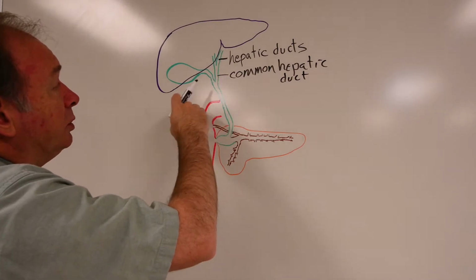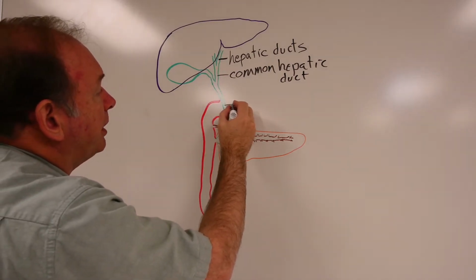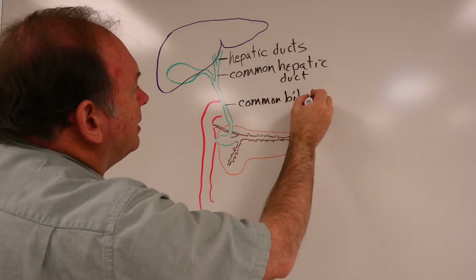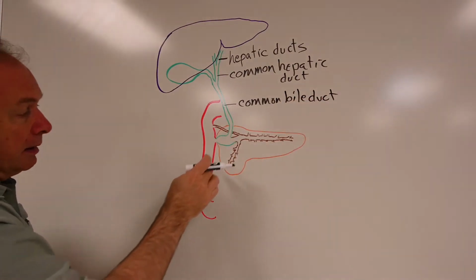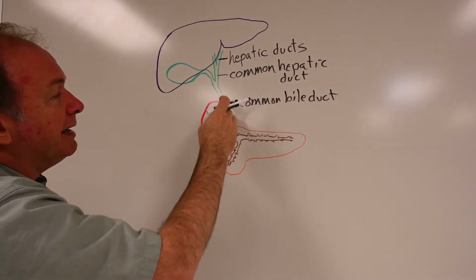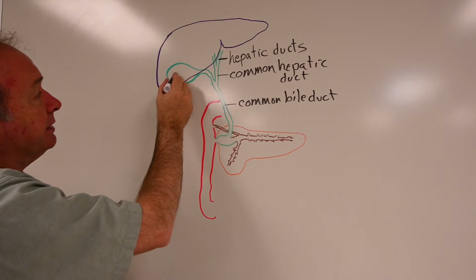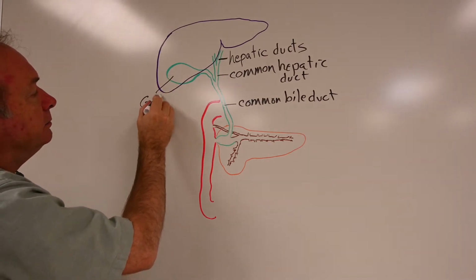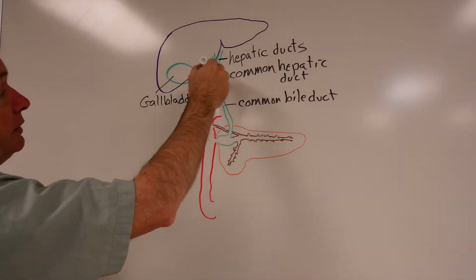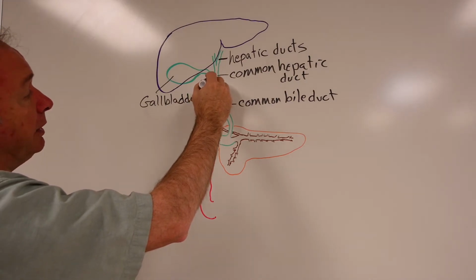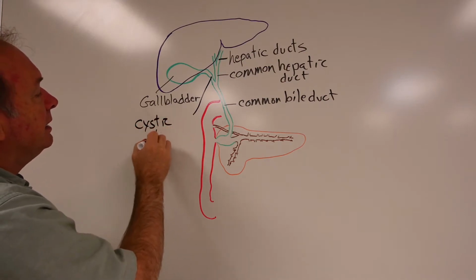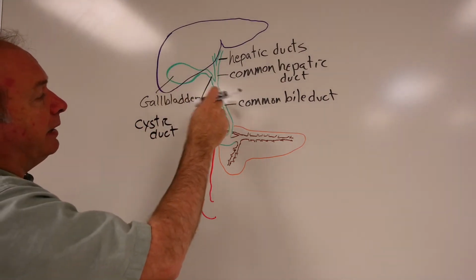That then leads into a larger duct down here called the common bile duct. There are sphincters in the common bile duct that cause the bile, as it comes down here, to back up into the gallbladder. And this here is the gallbladder. And there's a duct right here that I didn't leave room to label hardly. Right in there, it's called the cystic duct, C-Y-S-T-I-C. That connects the gallbladder to the common bile duct.